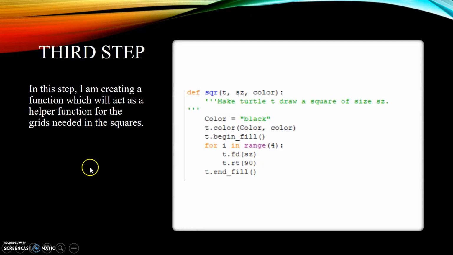The third step I did was I created a square function because I have to get little grids so that the pattern can actually look like a pattern.